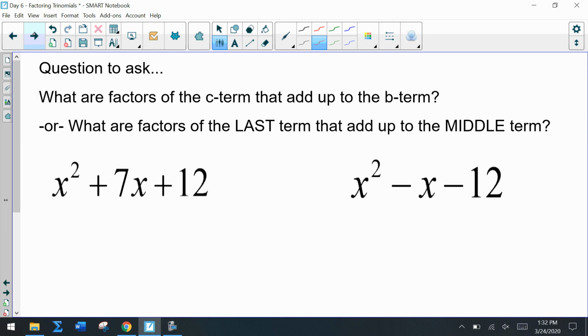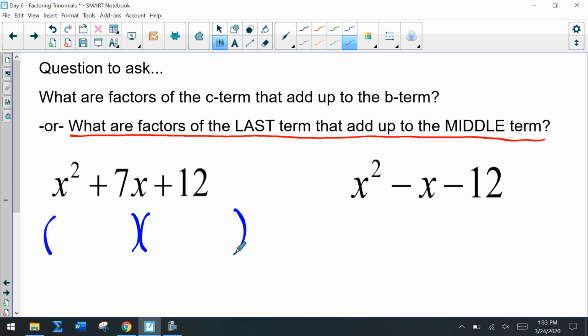So the question that we have to ask ourselves when we're factoring is, what are factors of the C term that add up to the B term? Or, I like this next question better, what are factors of the last term that add up to the middle term? So as we're looking at these, all of these trinomials are going to factor into 2 binomials. So set up your bubbles, so double bubble. And then the first terms, if we're thinking about the FOIL method, we're always multiplying our first terms together. So in order to get x squared, you need an x and an x in those binomial factors.